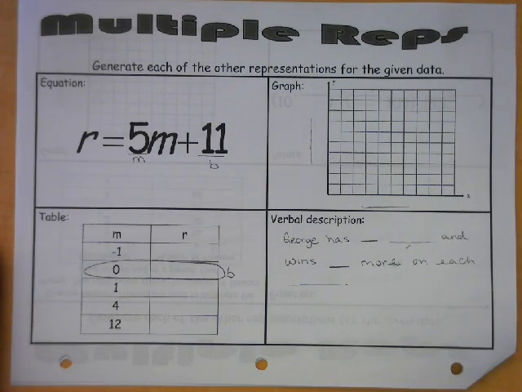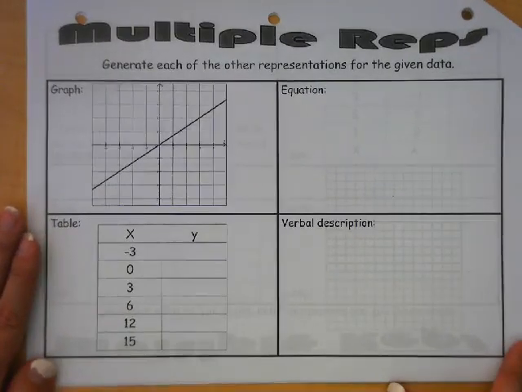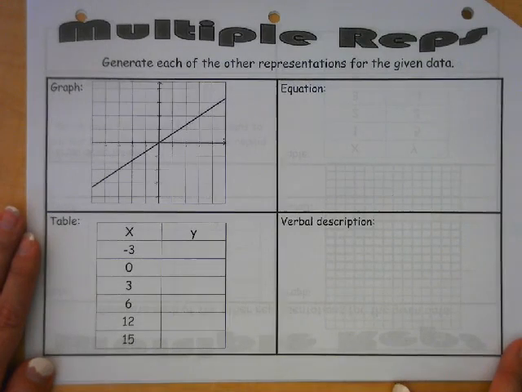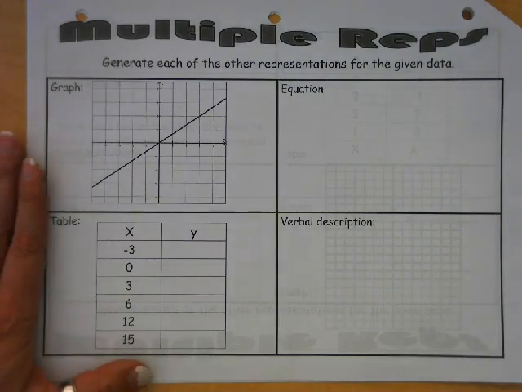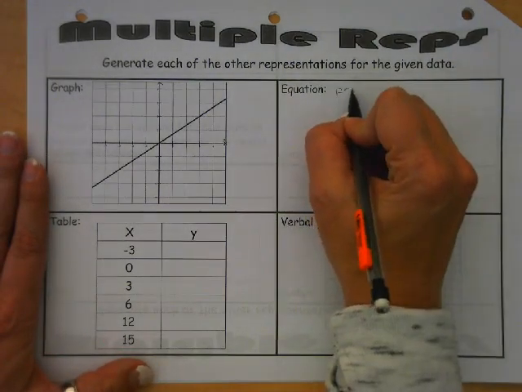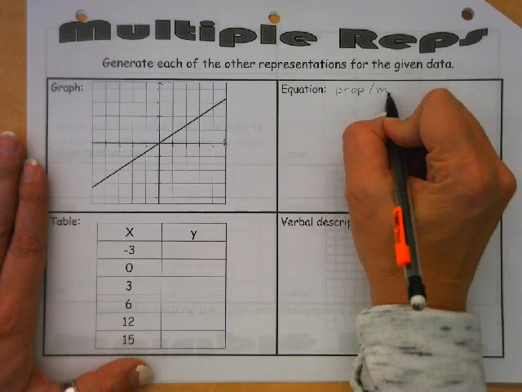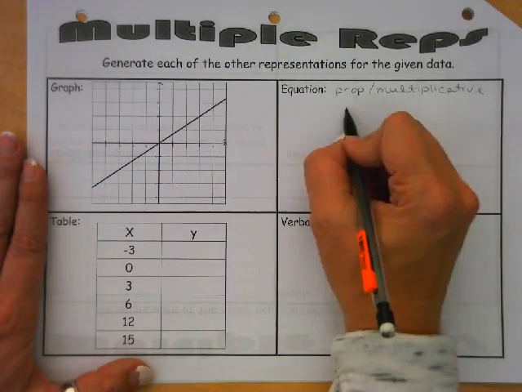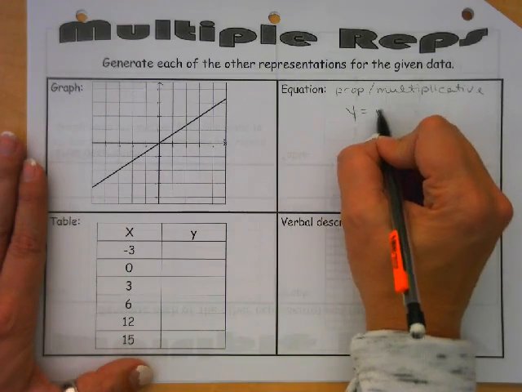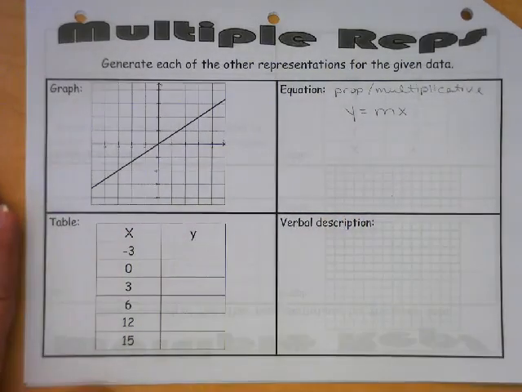Do you want to do that? Here we have a graph on the next one. What do you know about this graph? It's multiplicative. Why? It is proportional and multiplicative. Okay, it goes through the origin. So this equation is just y equals mx, right? You're not going to have a b on here.